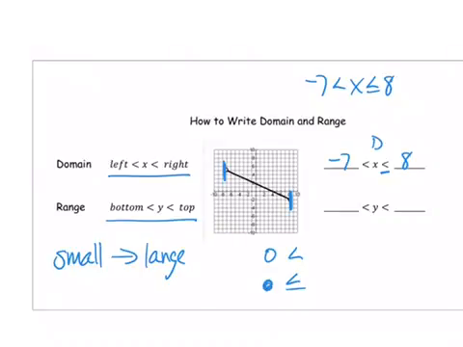The range is going to be from here at the bottom to here at the top. So again, the bottom one is -2, but it is included, so we're going to underline that. So -2 is less than or equal to y, and 5 at the top is not included. It's an open circle, so it's -2 is less than or equal to y is less than 5, and that would be your range.